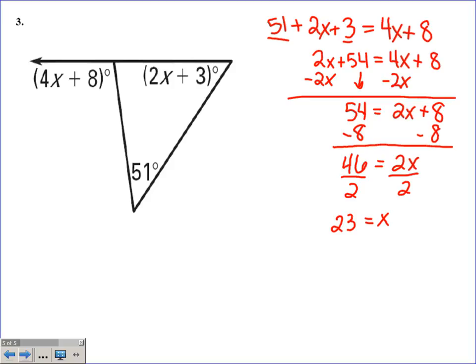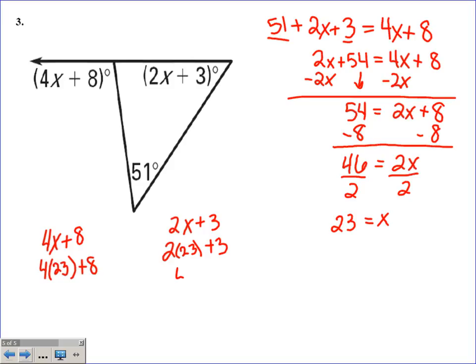Okay, is that my answer? No, it's not. I still need to plug it in over here. So this is 4x plus 8. That means that's going to be 4 times 23 plus 8. This is going to be 2 times x plus 3. So 2 times 23 plus 3. Okay? So you need to continue to plug these in. 2 times 23 is 46 plus 3. So that'd be 49 degrees. So I better write that down somewhere. That's over here. 49 degrees.